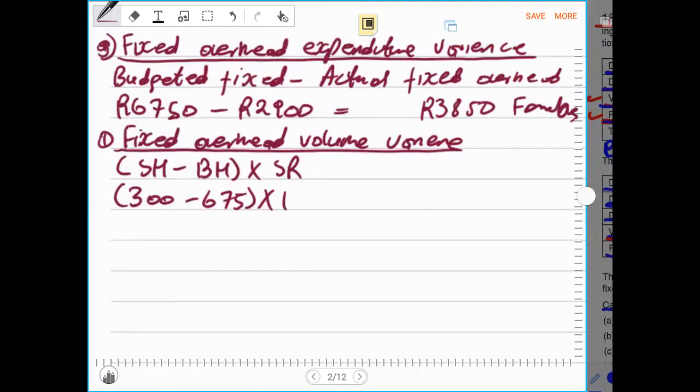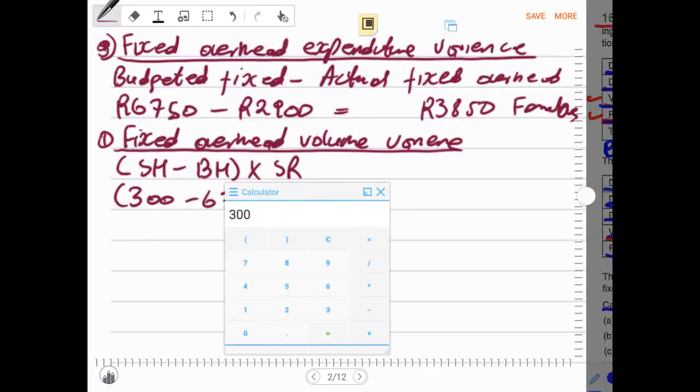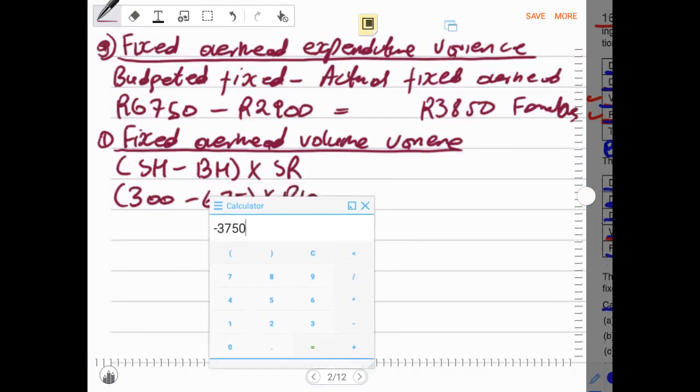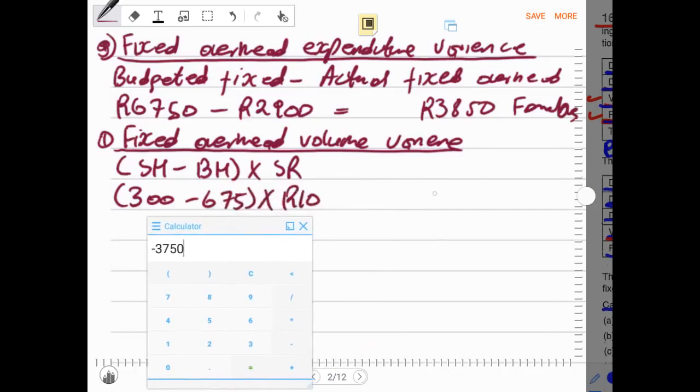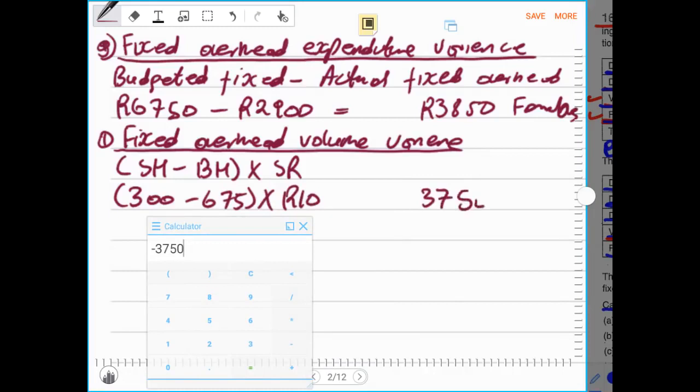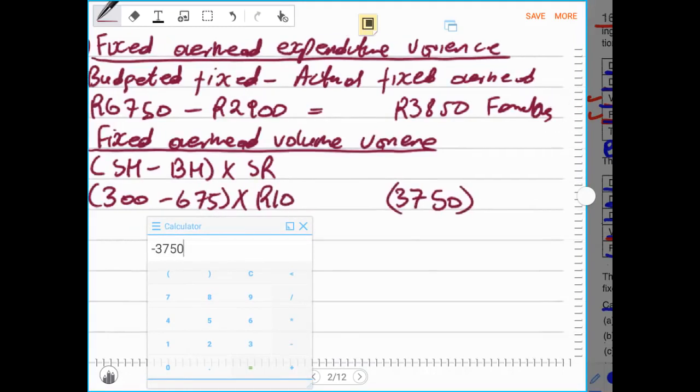So now the rate that you multiply with here will be 10 rand, and this is the last variance. 300 minus 675 is equal to 375. Times 10, we get to an unfavorable variance of 3,750. And this variance is honestly unfavorable.